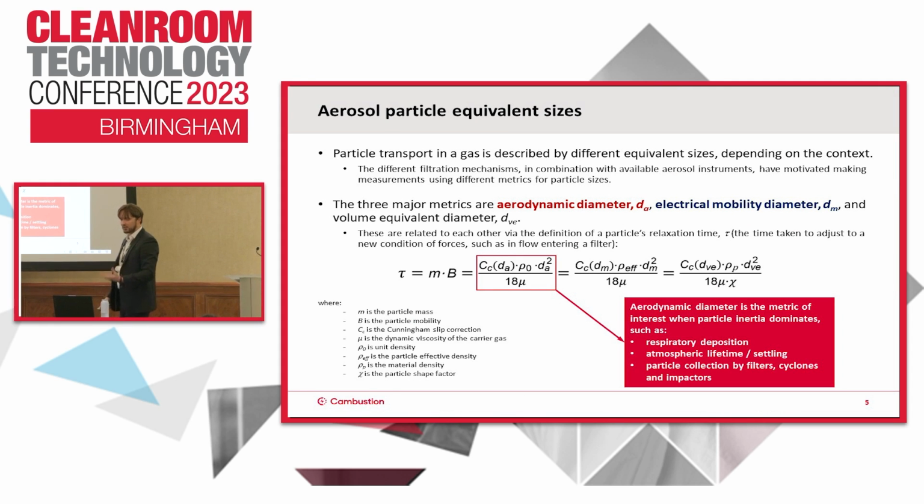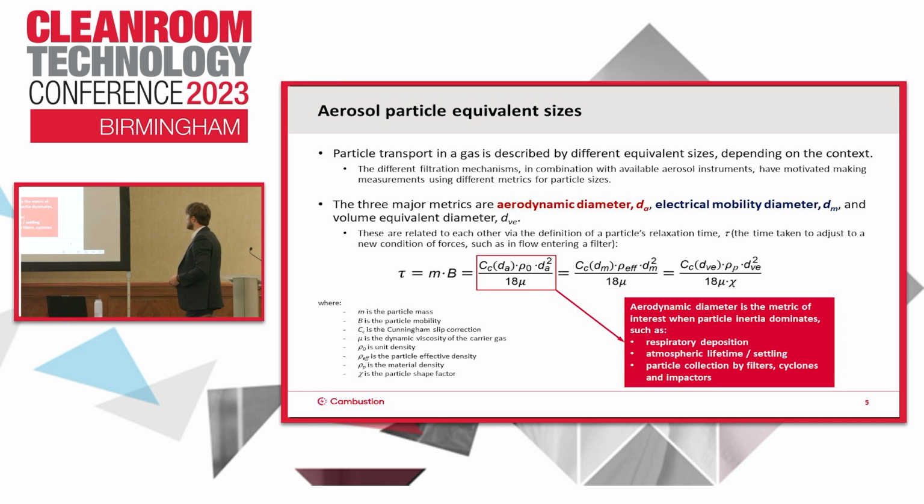So in aerosol science, the science of particles suspended in gases, life would be very simple if all particles were just spherical and the same density, etc. But in reality, there's all sorts of complex nature of particles. And that gives rise, as well as the size dependence of filtration mechanisms, to different instrument techniques to classify them. The three major metrics are aerodynamic diameter, electrical mobility diameter, and volume equivalent diameter. Don't worry about this equation.